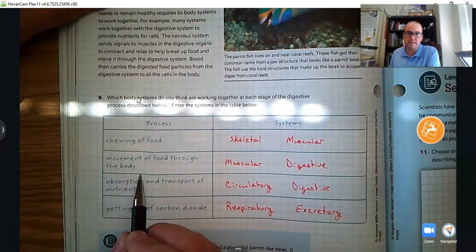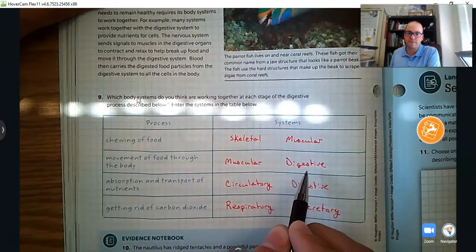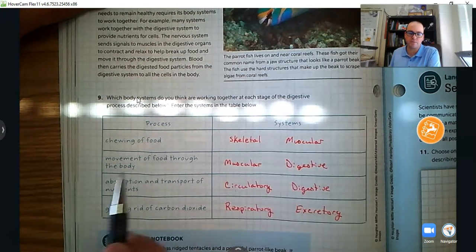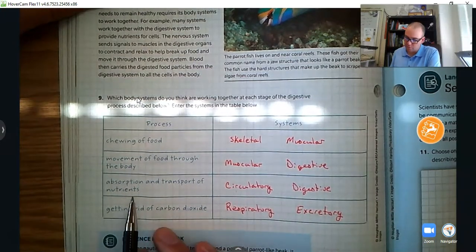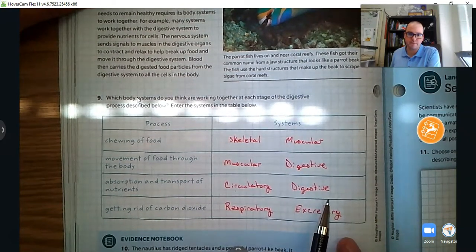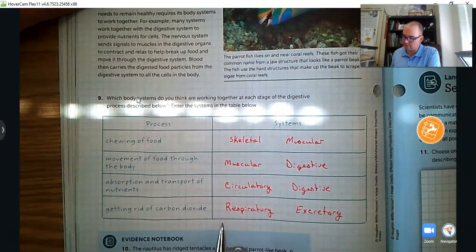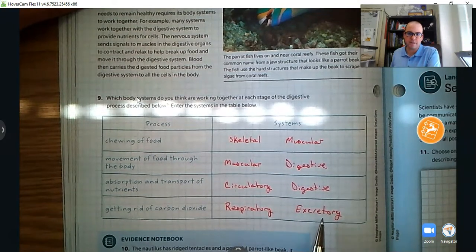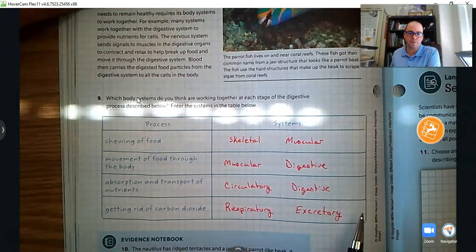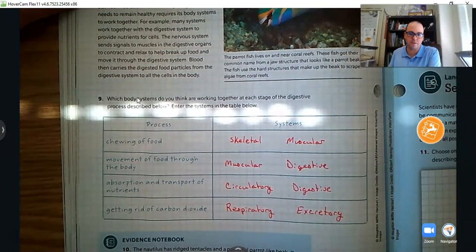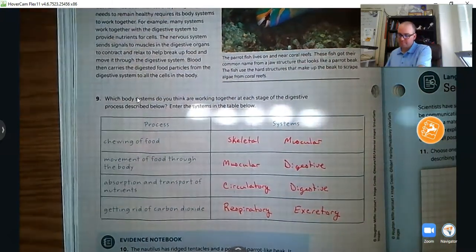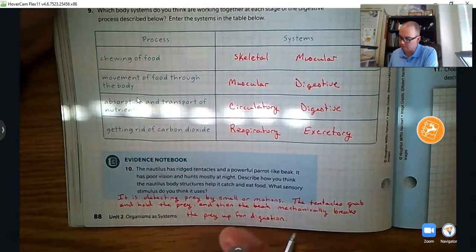Movement of food through the body, well, that's our muscular system and our digestive system. The digestive system is the channel that food moves through. The muscular system is how it moves through the body. If you think of the absorption of nutrients and transport of nutrients, well, that's our circulatory system and our digestive system. Getting rid of carbon dioxide, well, that's our respiratory system and our excretory system. And really, you could even also include the circulatory system here for humans. The circulatory system transports that carbon dioxide back to your lungs, and then it will get expelled through there. So we look at our evidence notebook, our question number 10 here at the bottom.